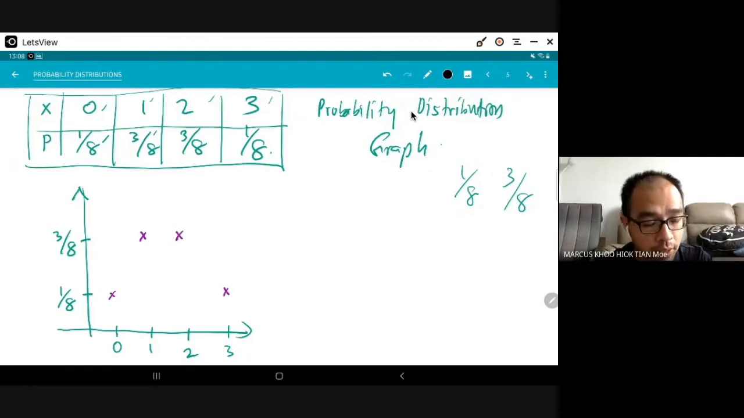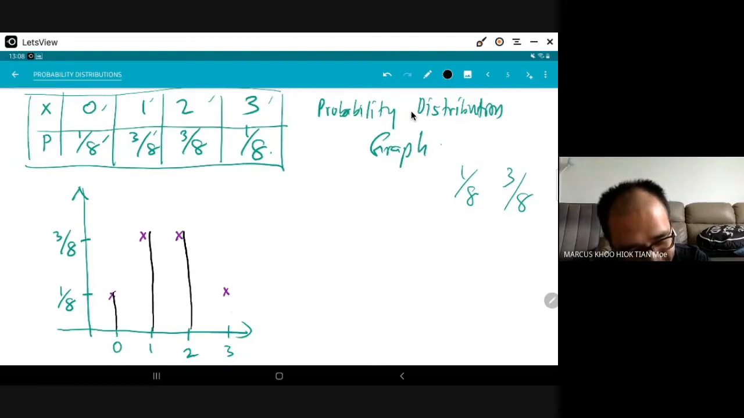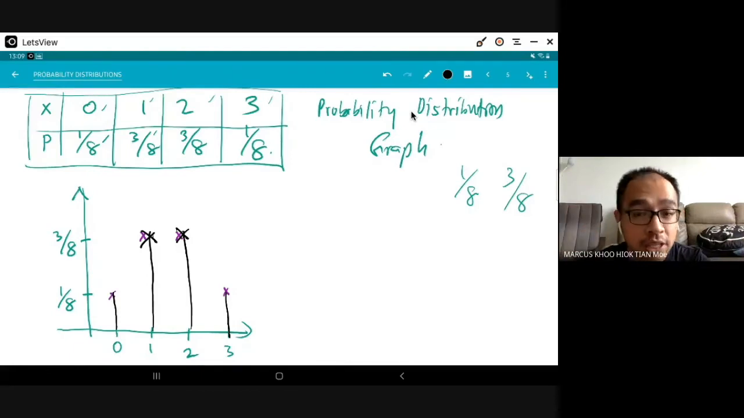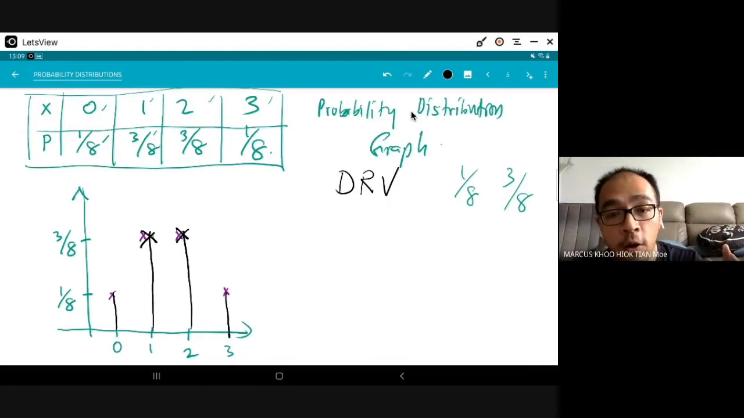Take a look at the line. The line is like this only. Sorry, it's supposed to connect to the X. But that's it. This is the probability distribution graph. It's more like lines than a graph. It is not a histogram, it is not a cumulative frequency, it is not an ogive. It is a probability distribution graph for discrete random variables. I repeat, this is a probability distribution graph for discrete random variables.